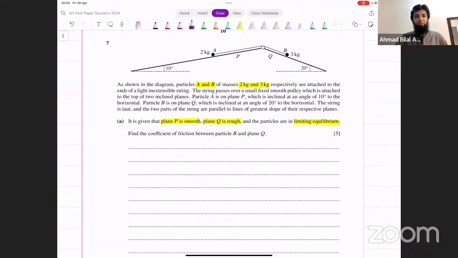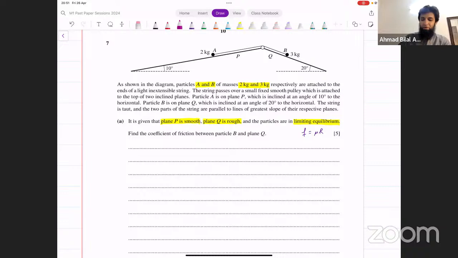What does that remind you of? Whenever something is in limiting equilibrium, that means F equals mu R. Friction equals its maximum value. That means F equals mu R. We need to find the coefficient of friction between particle B and plane Q. So we need to find the value of mu somehow. It's equilibrium. We just equate opposite forces. Let's represent all the forces and then equate them.